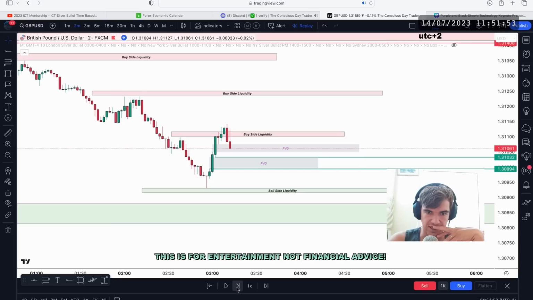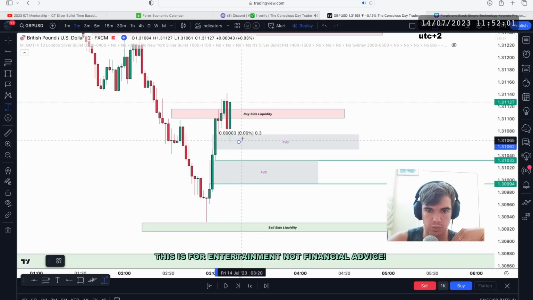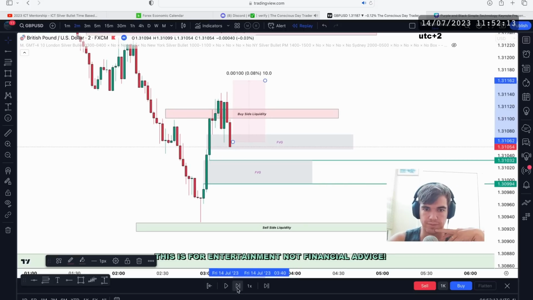Is it gonna give it to us? There we go, entry. Right there, into that fair value gap, we now have an entry and we're looking for 10 pips. Where's 10 pips? Roughly there. So let's see if that's going to work out. It's going to go down.